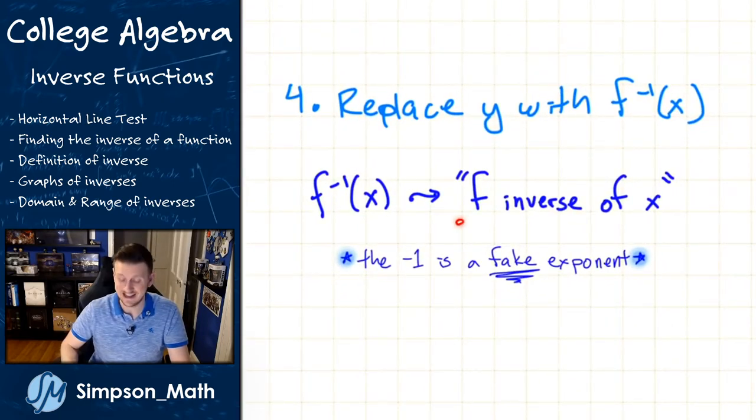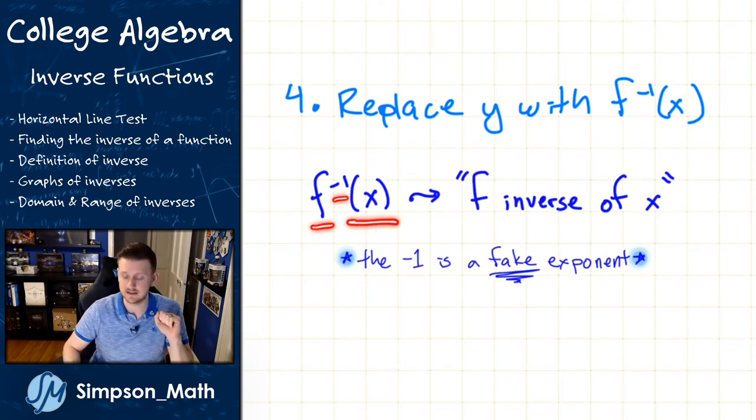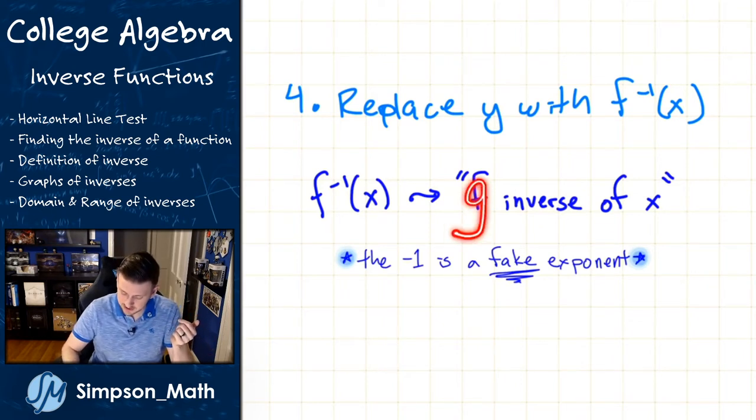You read this as f inverse of x, right? This is not f to the first power times x. That's all the bad things together. It is f inverse of x. If we're in class, physically face-to-face, I go around to every single one of my students and make them say this out loud. F inverse of x. If instead of function f, it was function g, this would be g inverse of x.